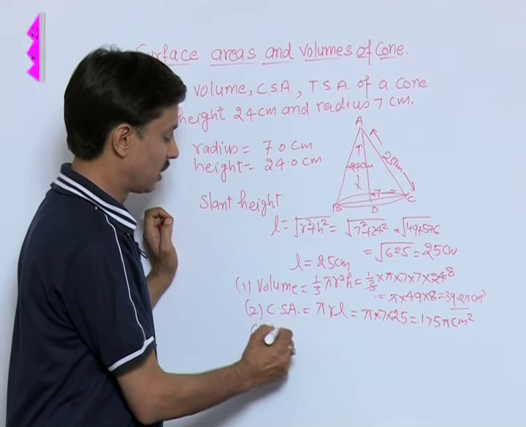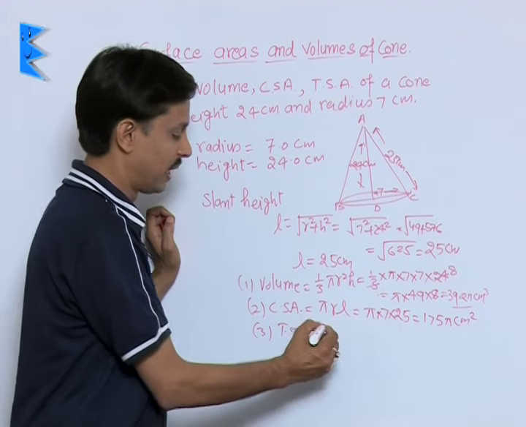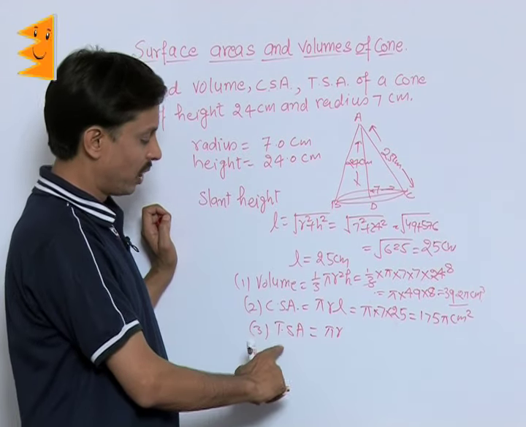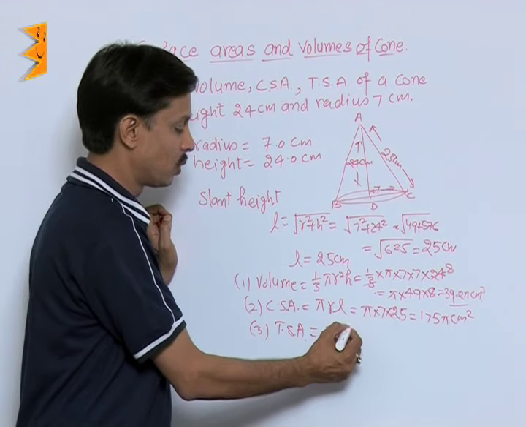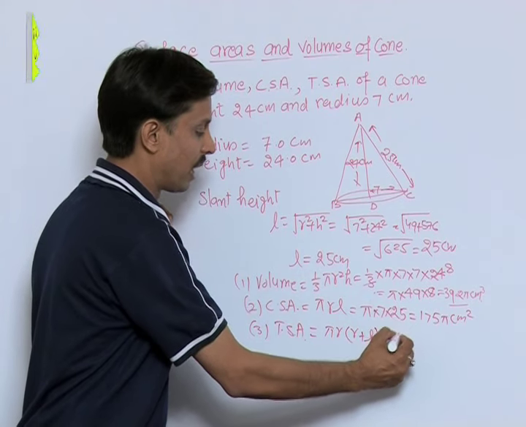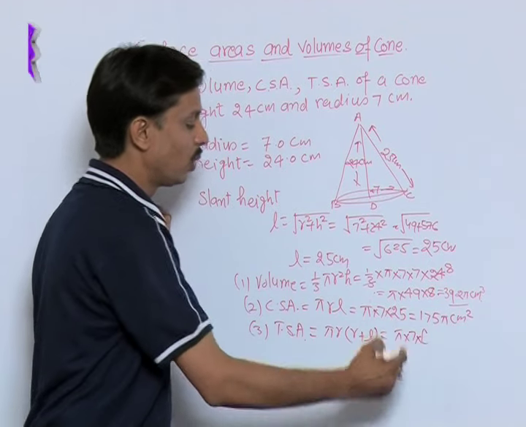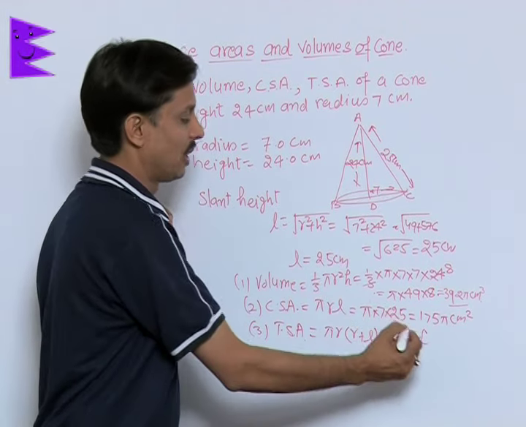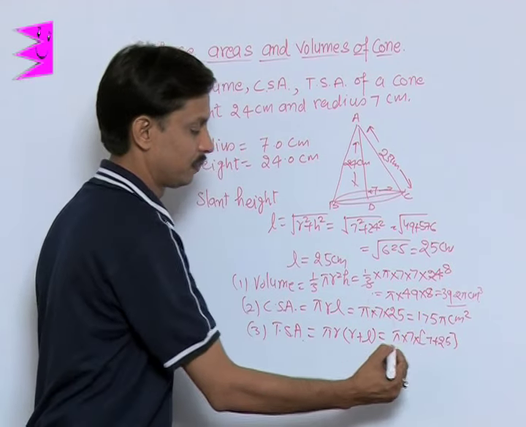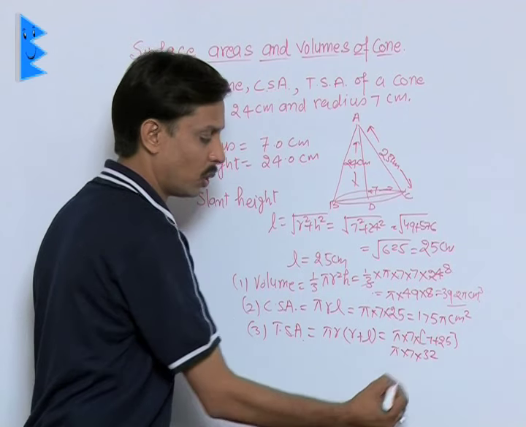The third thing is the TSA. Total surface area of the cone is given by TSA equals pi into r plus L, which becomes pi into r, r means 7, into r plus L. R plus L means 7 plus 25. So this becomes pi into 7 into 32.